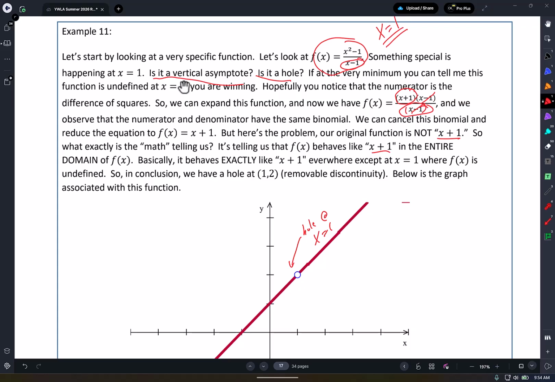And then how do you find the y value of the hole? So in conclusion, we have a hole. It doesn't tell you the y value, so how do you find the y value of that hole? You plug that 1 value into whatever you have left. You have x plus 1 left, and 1 plus 1 gives you that 2. And that's how we get the hole at x equals 1, y equals 2.